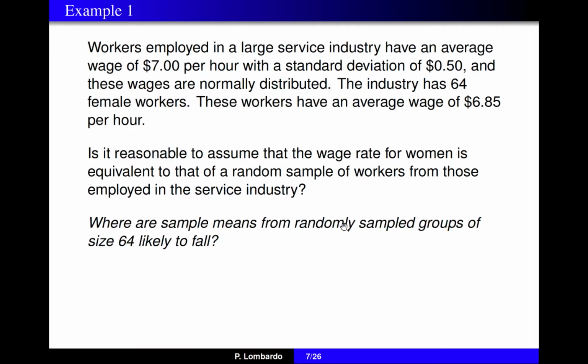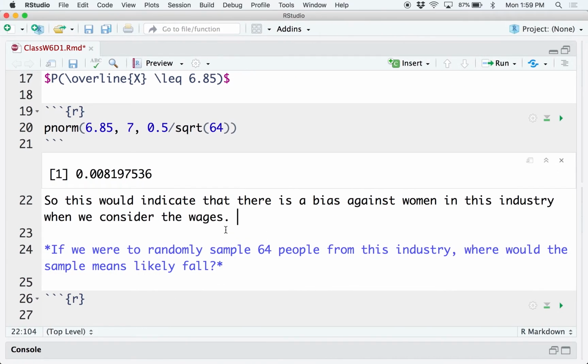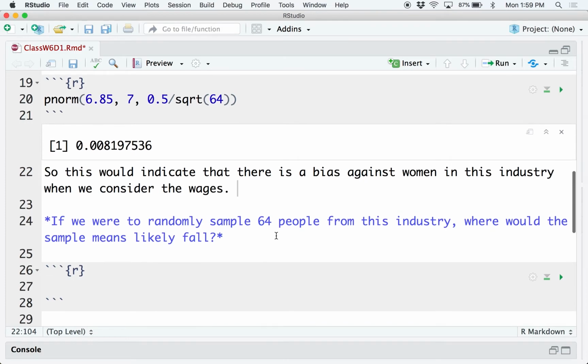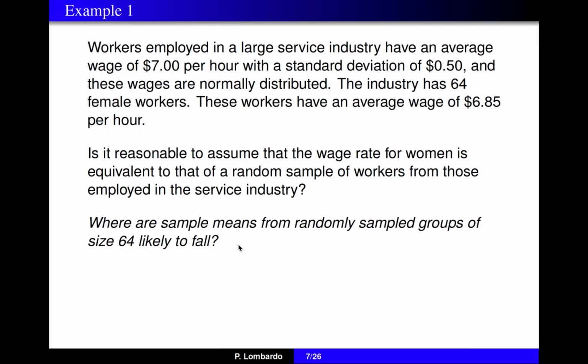Now, the question we want to follow up with, and this is sort of moving us more towards the confidence interval, is sort of a follow-up thought, right? Okay, so 685 is an abnormally low wage for a group of 64 people to be making, right? Specifically, it should occur less than 1% of the time if we were randomly selecting 64 people, okay? So this is a very low wage. So let's ask the question, well, if we're just randomly selecting 64 people from the industry, where do the sample means for these possible random collections likely fall? Okay, and this is going to move us towards the idea of a confidence interval.